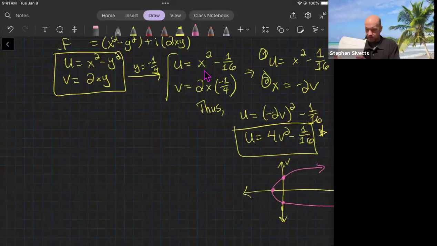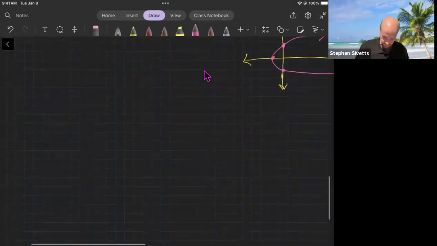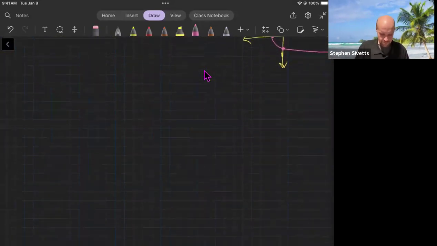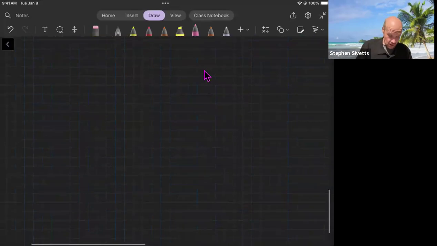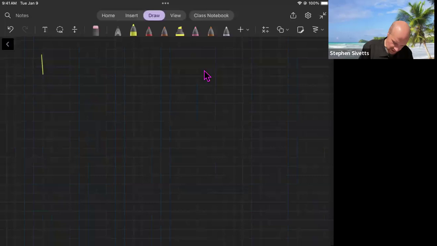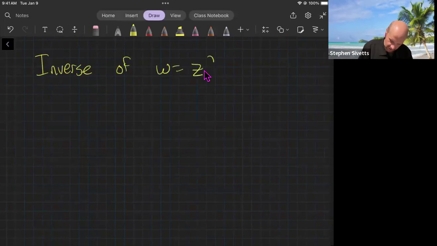So the next thing I want to talk about is, that's how you deal with powers of singleton functions, right? But the next thing I want to talk about is the inverse of the function W equals Z squared, right?